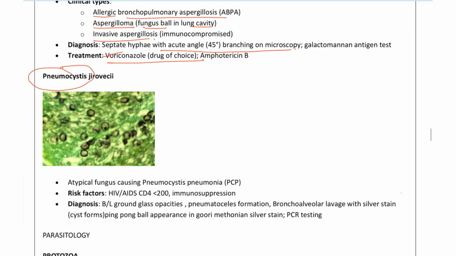Next, Pneumocystis. This is not a typical fungus. You are going to see it especially in immunocompromised patients, and the appearance is a pink ball appearance on Gomori methenamine silver stain.